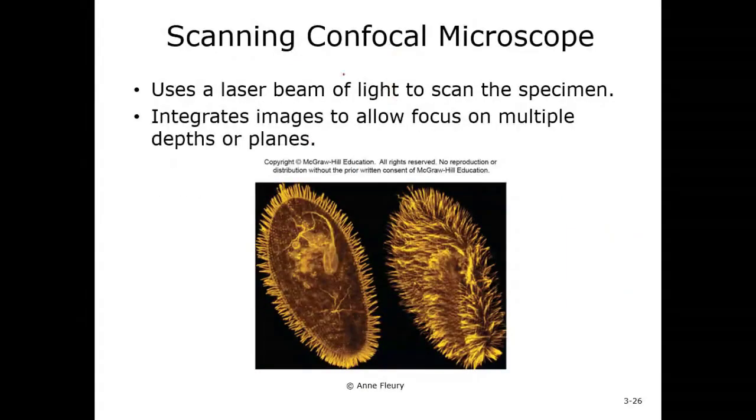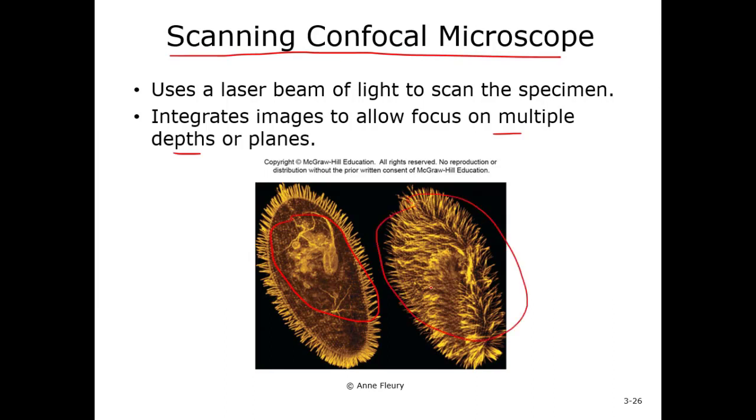The next type of microscopy is scanning confocal microscopy. This type of microscopy is good if you want to look at different layers or multiple depths of a specimen. What this image is showing you is you can see the inside of the cell in this image, but then you can see the outside on this one. So you're seeing different layers of the same cell using this scanning confocal microscopy.